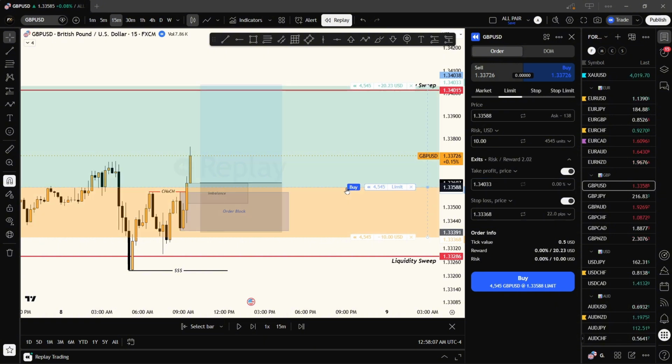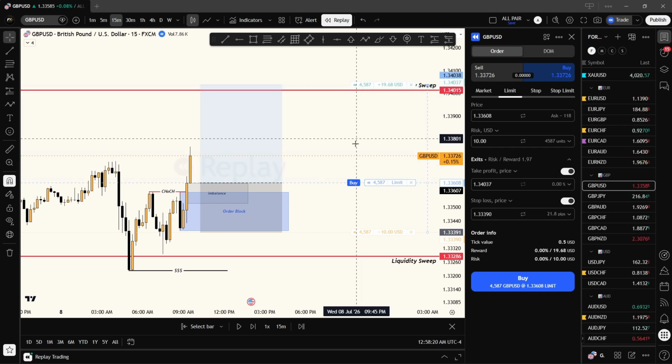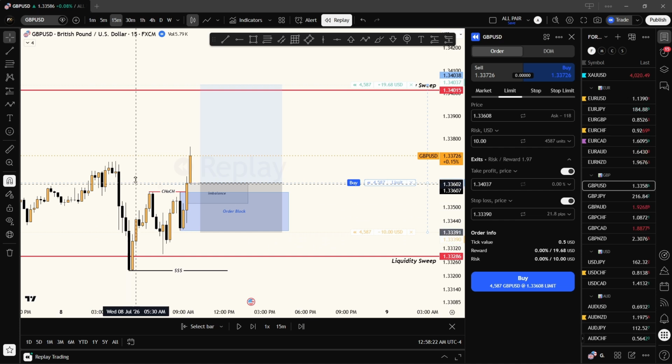Alright, so right now I'm marking out my entry, my stop, and my take profit right here on the chart. Always mark all three levels, entry, stop loss, and take profit, before you enter a trade. Seeing the full picture on the chart removes emotion from the decision. Your risk-to-reward ratio should be at 1 to 2 on every setup. If the chart can't give you that, skip the trade. There's always another setup coming.